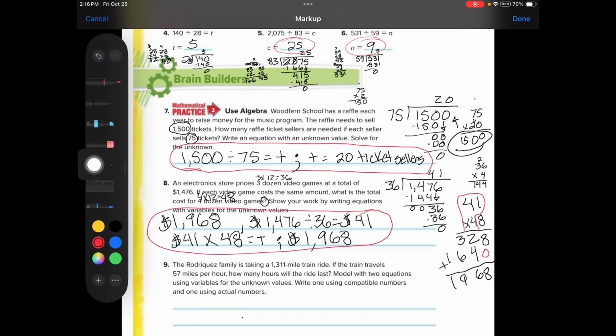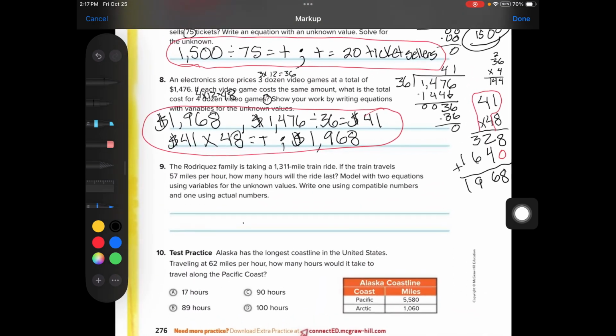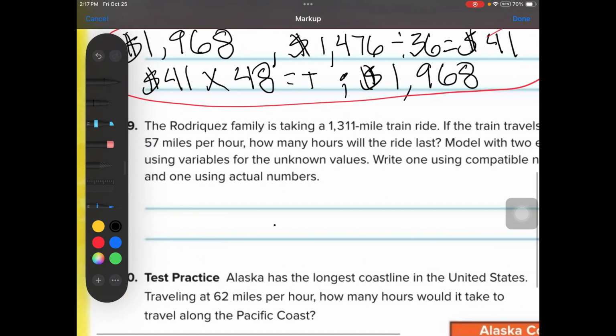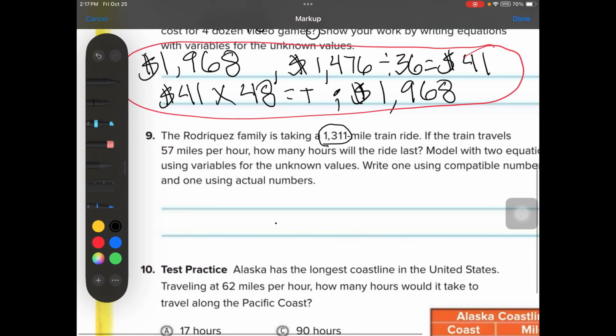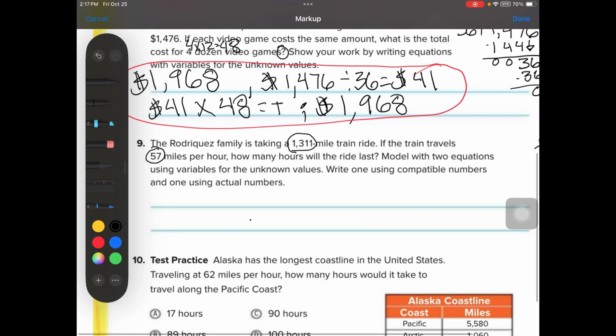That is the answer you need wrote. And I need to see your work over here or on a graph paper. Okay, number 9. The Rodriguez family is taking a 1,311-mile train ride. If the train travels at 57 miles per hour, how many hours will the ride last?